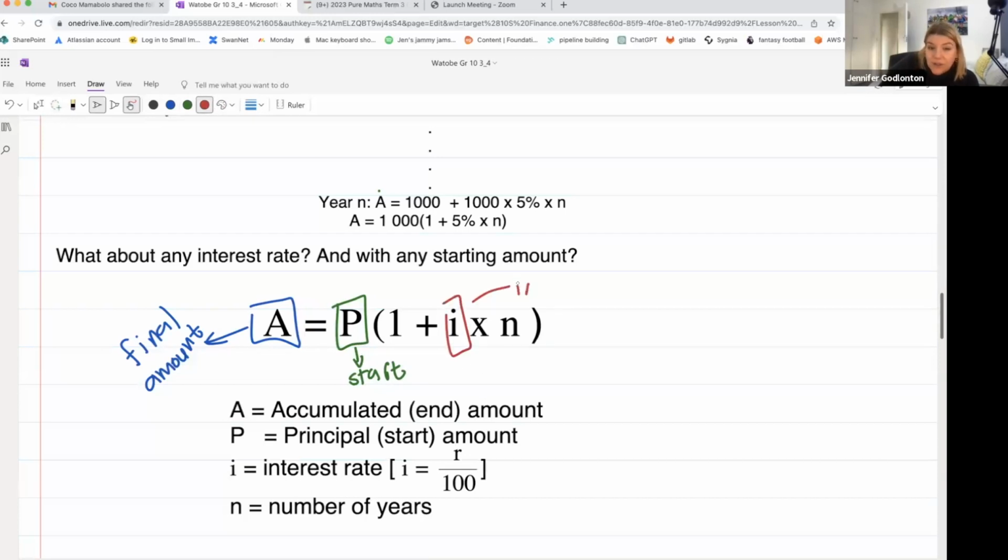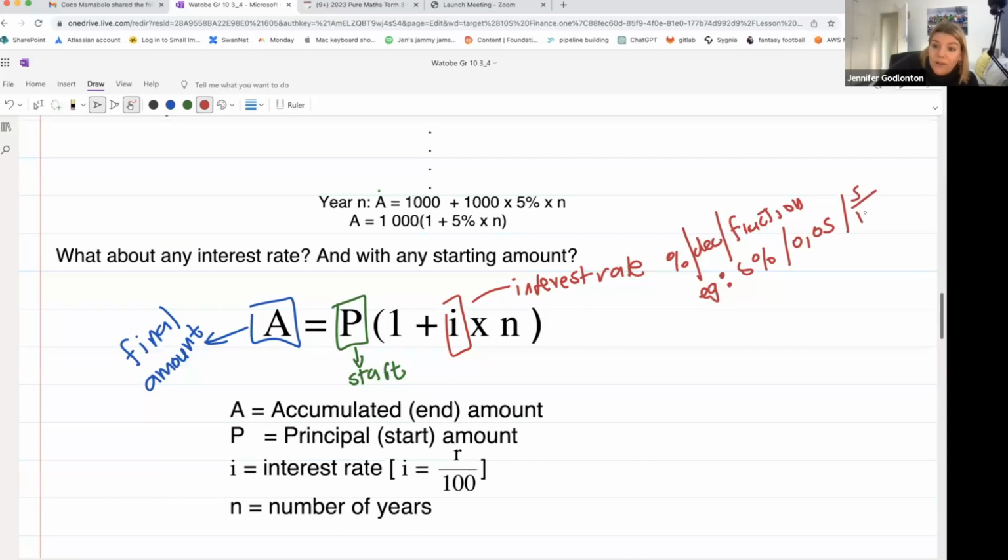All right. I is your interest rate. Now be careful. Your I has to be a percentage or a decimal or a fraction. So just make a little note to yourself. It needs to be a percentage, a decimal, or a fraction. And what I mean by that is, for example, if we said 5% or 0.05 or 5/100.